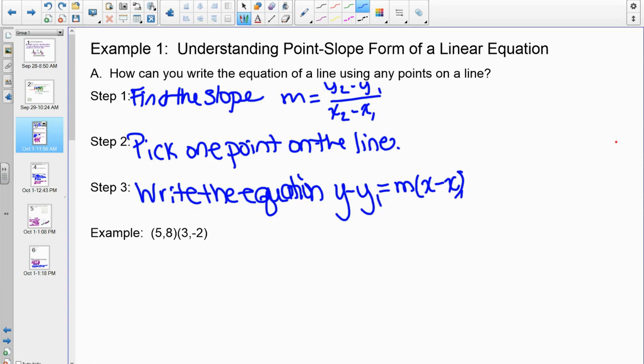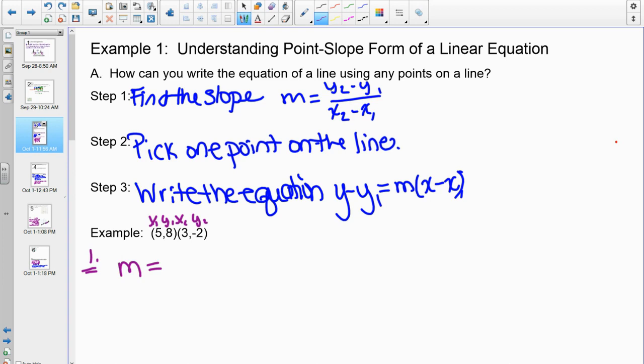All right, so let's go to the example. I have 5, 8, and 3, -2. So both of these points are on the line. My goal is to make an equation in point-slope form that has these 2 points on the line. So the first step says find the slope. So we'll just call these x1, y1, x2, y2, and we're going to solve.